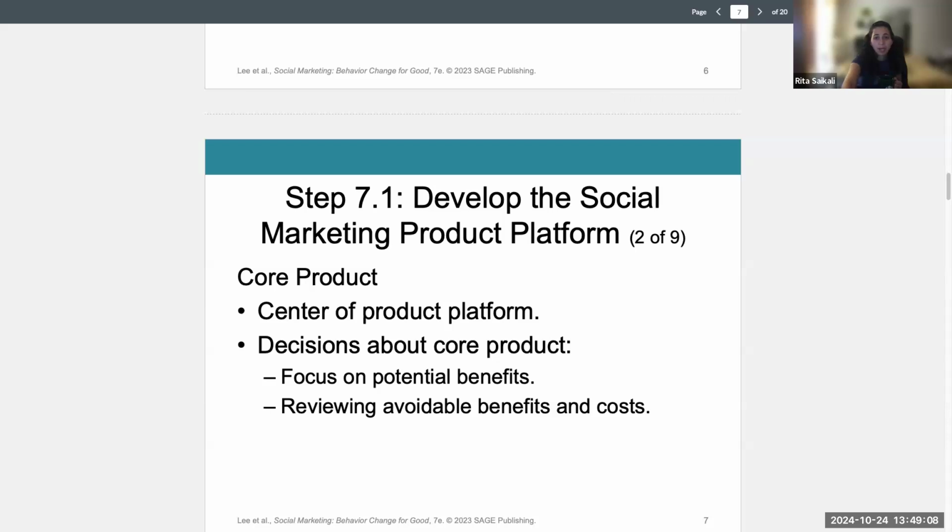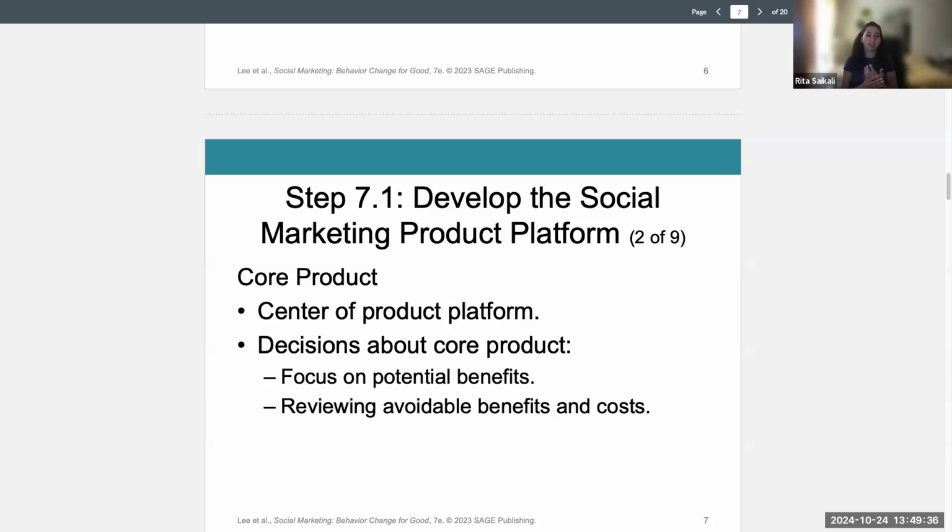So decisions regarding the core product itself, so any strategic decisions is what we're talking about, should focus on potential benefits. So things that are tangible and things that are intangible. So when we're talking about tangible benefit, you might include improved physical health, and intangible benefits, you could feel a sense of personal accomplishment or increased social interaction.